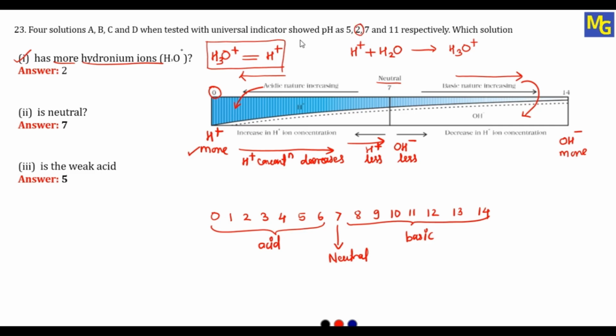See the second one, it is neutral. We know for neutral, the pH will always be 7. So we will write 7 as the answer for the second one.